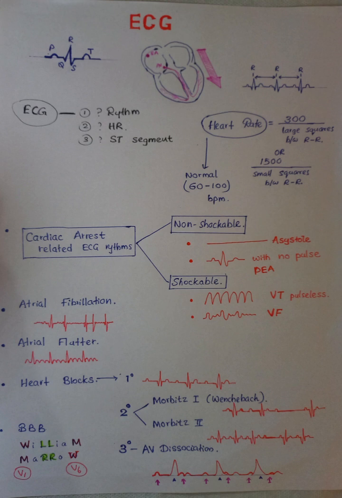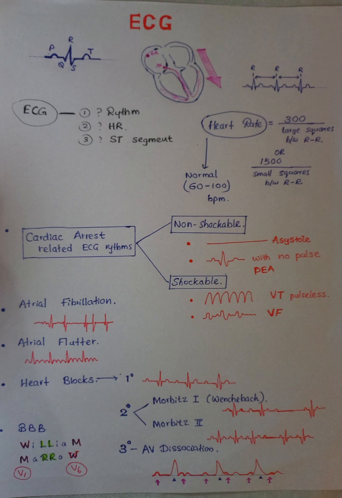Or the other way, if we want a more accurate heart rate, we divide 1500 by the number of small squares between the RR interval. So with the heart rate, we can know whether there is a bradycardia or tachycardia. Usually the normal heart rate is 60 to 100 beats per minute.